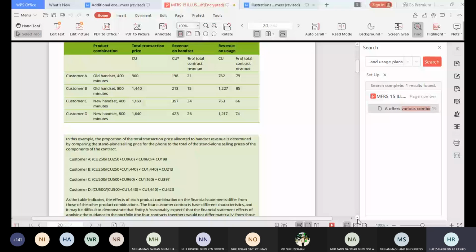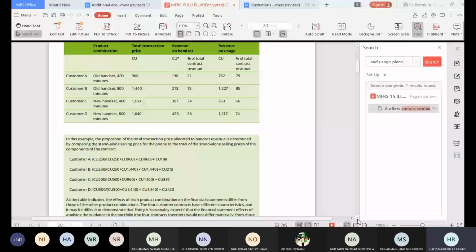Yes, the old handset will be given for free, but it comes as a package. That's why you still need to allocate. There is a price allocated to the handset for revenue recognition, and there is a price allocated to the usage plan for the purpose of revenue recognition. You can look into the bottom, that is how it is calculated. I think it's the same way as a material right, because you need to use the standalone selling price for the purpose of allocating the total transaction price.